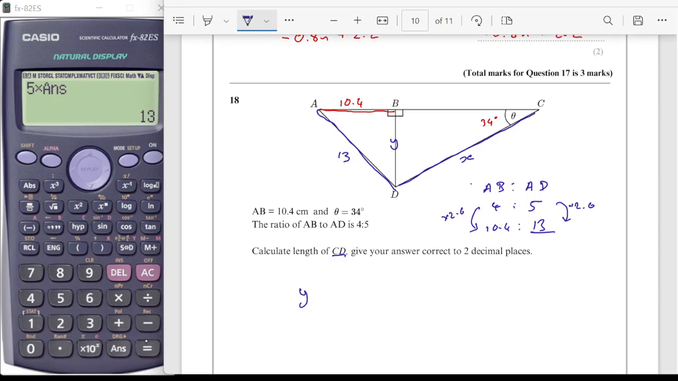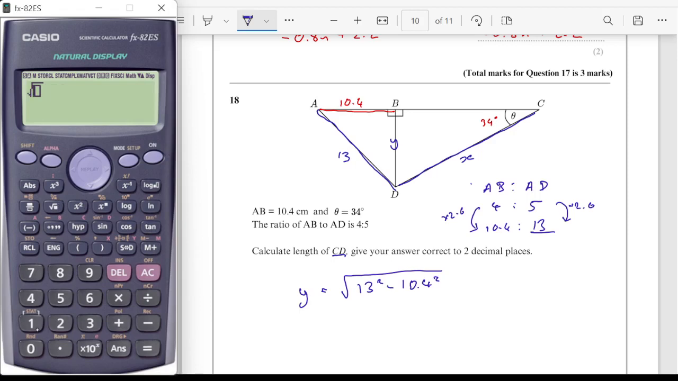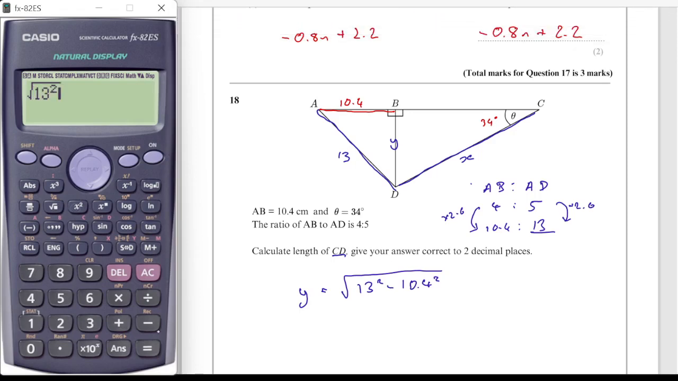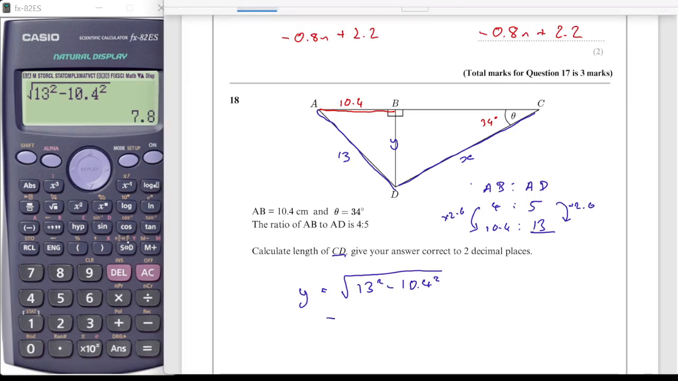So y is going to be equal to the square root of 13 squared minus 10.4 squared, which is going to give me 13 squared minus 10.4 squared, and that's going to give me 39 over 5, or 7.8.